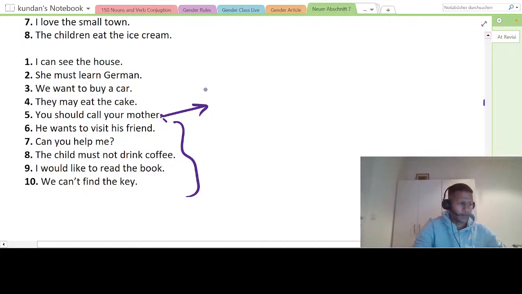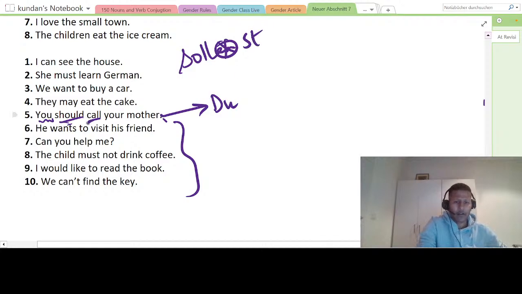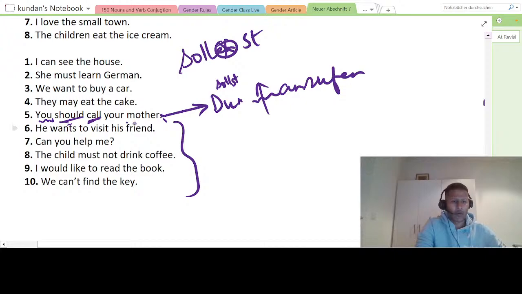All right, let me explain. So subject is what? Du, right? And here, you should. Should is what? Sollen. Remove this, put st, right? Yeah, so du sollst what? Call. Anrufen. But whom do you have to call? First you have to write du sollst. Whom do you have to call? The mother. So die Mutter. So die will remain die in accusative, because whom are you calling? The mother, right? So that is what? Accusative. So die Mutter here. So the whole answer will be du sollst die Mutter anrufen.